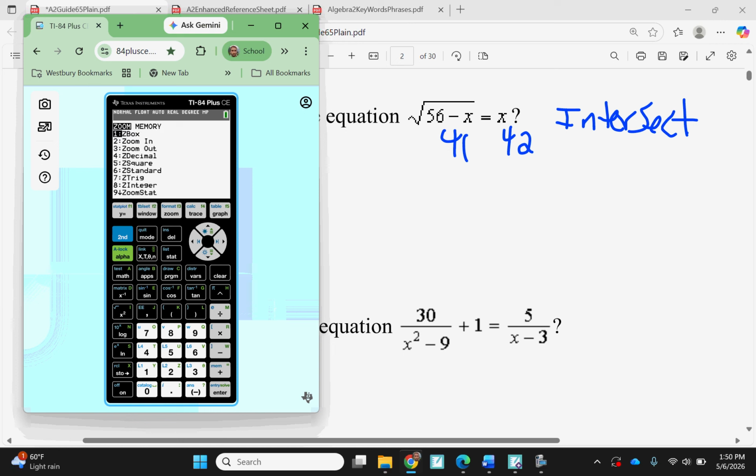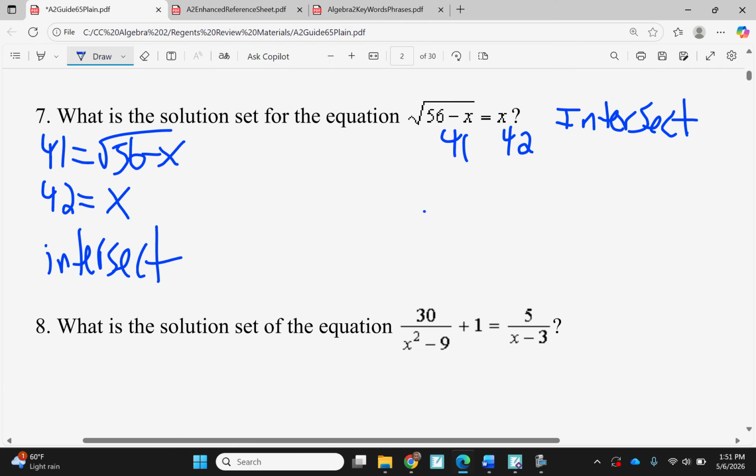I always start with zoom 6 because I'm often manipulating my window. Second, trace, which is next to the graph button, option 5, intersects. I'm going to move my cursor using the right and left arrows as close to that point as possible. But if there's only one intersection, it'll find it as long as it's in the window. Enter, enter, enter. If there are multiple answers, you will need to do each one individually. X equals 7.